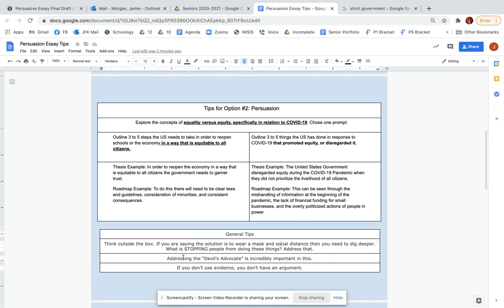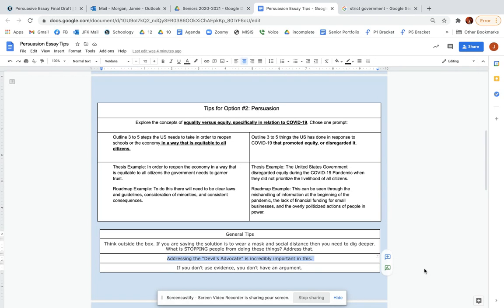Another thing is address the devil's advocate. So many of you made a lot of claims like everyone needs to get vaccinated in order to go back to school. Okay, well, what do you do if they don't? What if people refuse to get vaccinated, which is a huge thing right now? Why are so many people refusing that? What about the idea of everybody needs to social distance? Okay, but what if they don't? Or what if they're unwilling to? Again, that's a huge thing right now. You're seeing super spreader parties all over the news. So address the devil's advocate. Why are these things still happening?